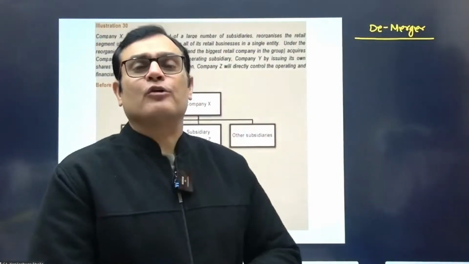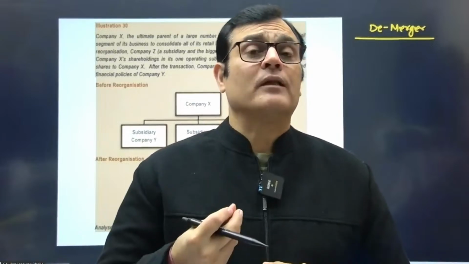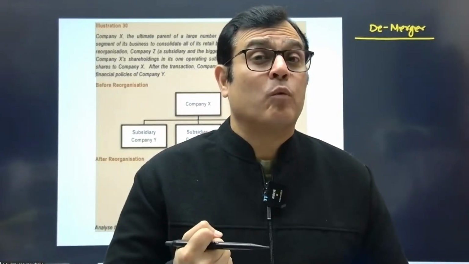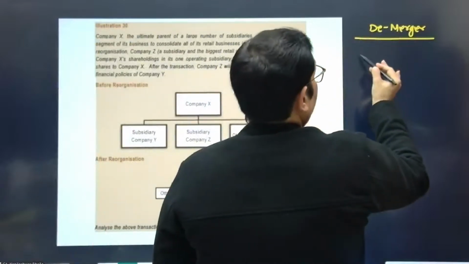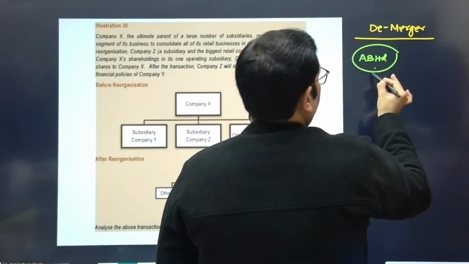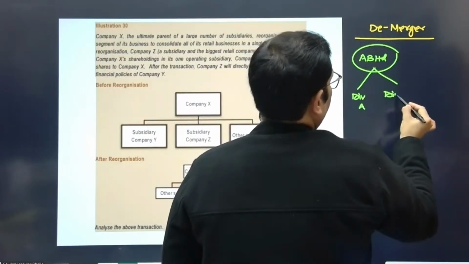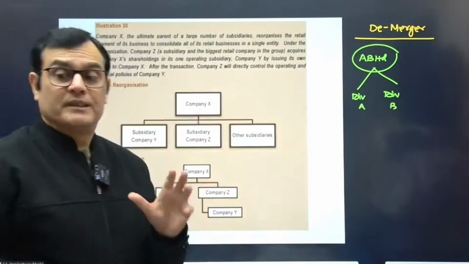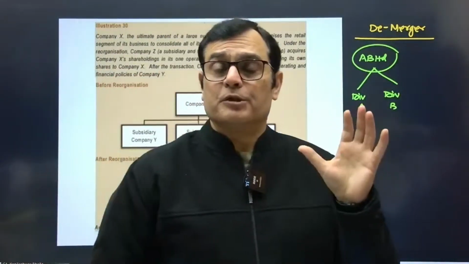Let's see a case of a demerger. Now the question arises, what exactly is a demerger? So let me first give you an exposure in terms of what a demerger is. Let's look at an example. Let's say there is a company AB Limited, and this company has got two divisions, division A as well as division B.